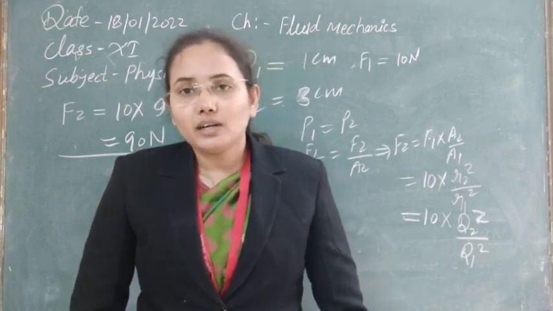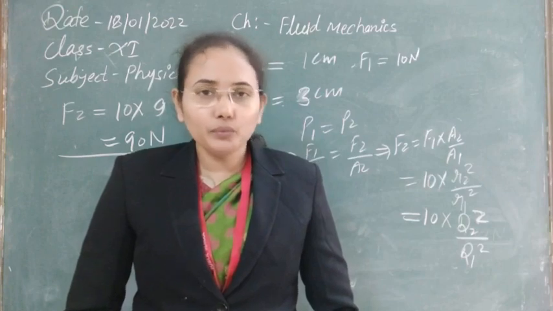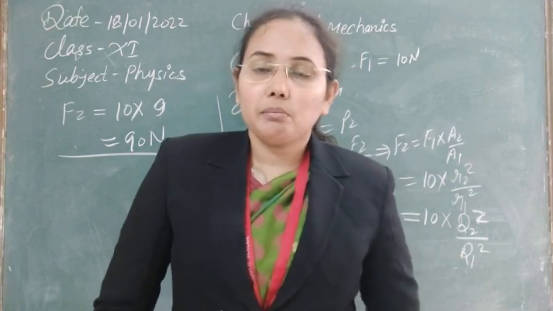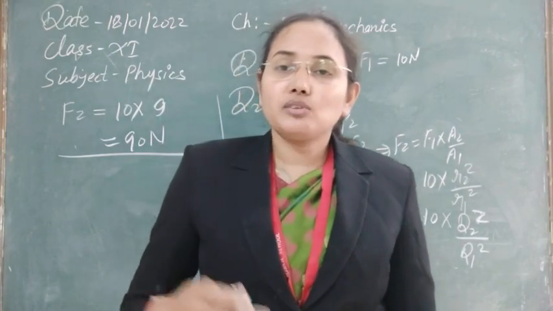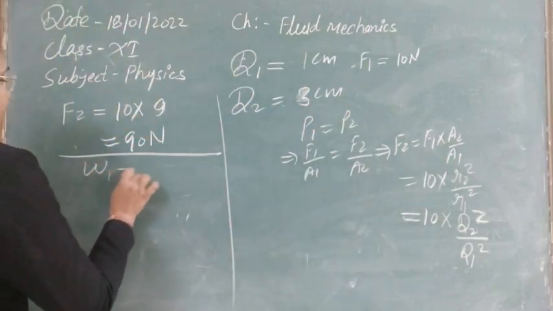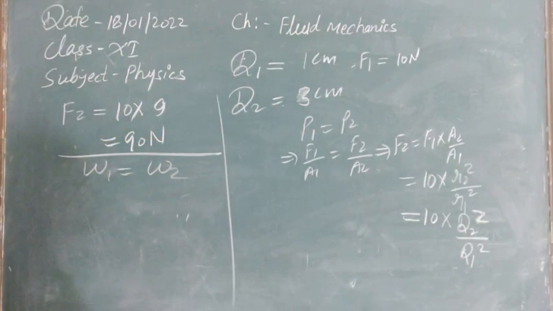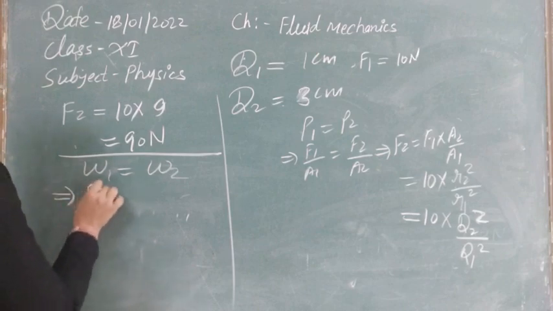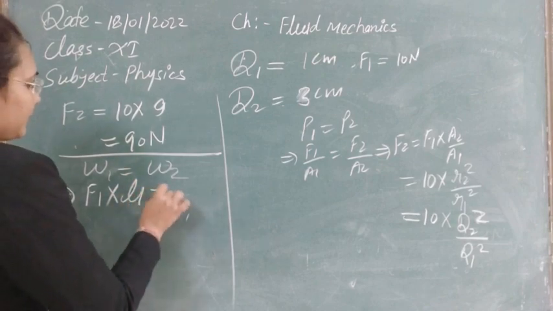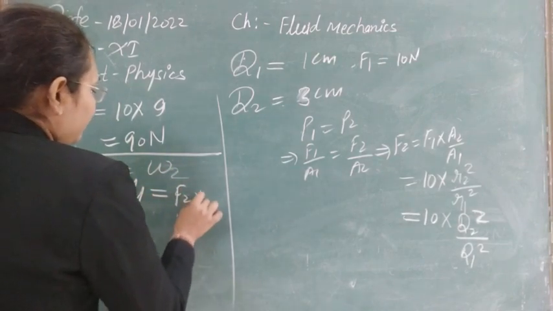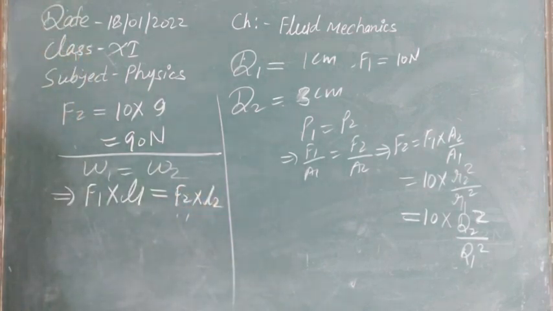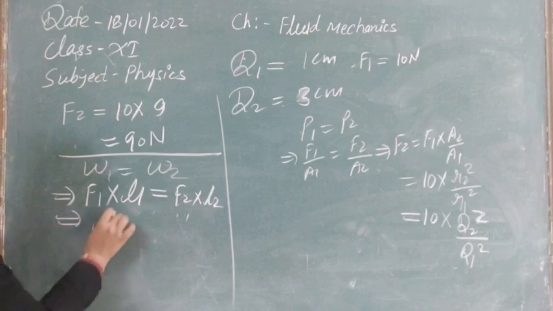If energy is not dissipating, then the work we do on the first piston should be equal to the work done on the second piston. Means work done on the first system should be equal to work done on the second system. Suppose the work done for the first one is W1 and for the second one is W2. If the force applied on the first piston is F1 and it is displaced through displacement L1, and on the second piston the force applied is F2 and displacement created is L2, from here L2 can be easily calculated.